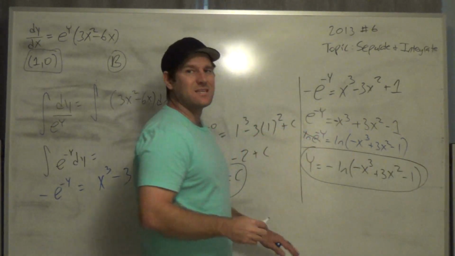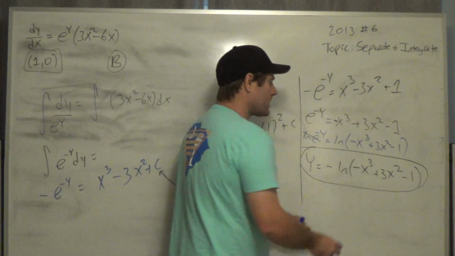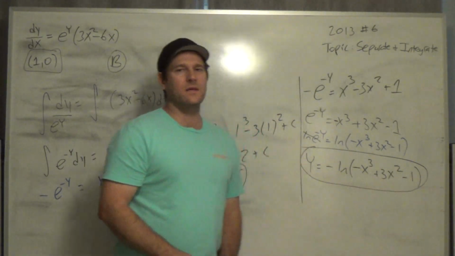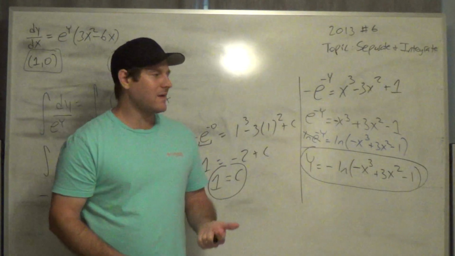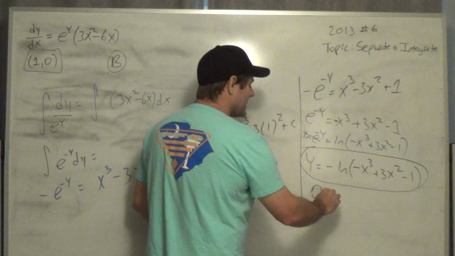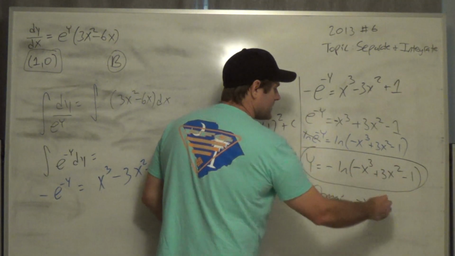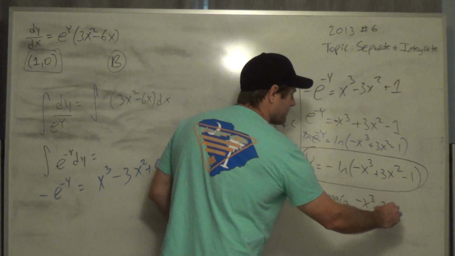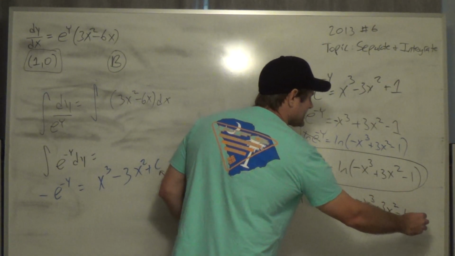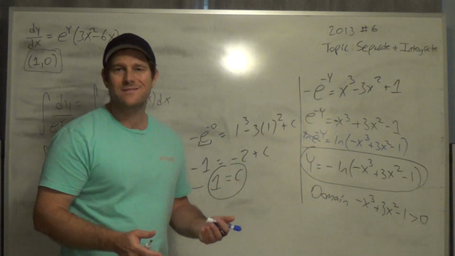They did not ask us anything about the domain. If they'd asked us about the domain, think about it really quick. What can you ln? You can't ln 0, you can't ln a negative. So if they asked for domain, which they didn't, you would basically mention that whatever's underneath here has to be greater than 0. But they didn't ask, so you don't have to do it.